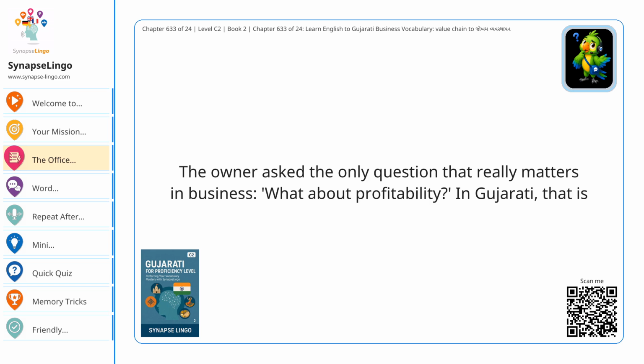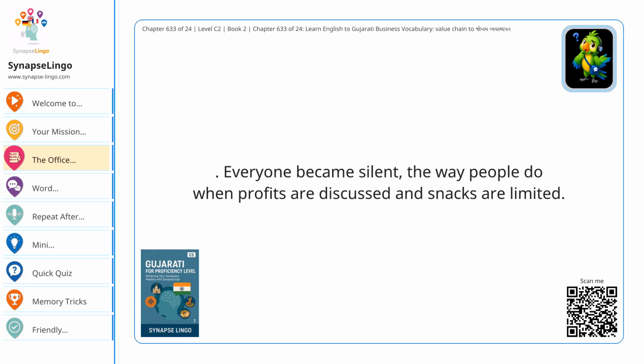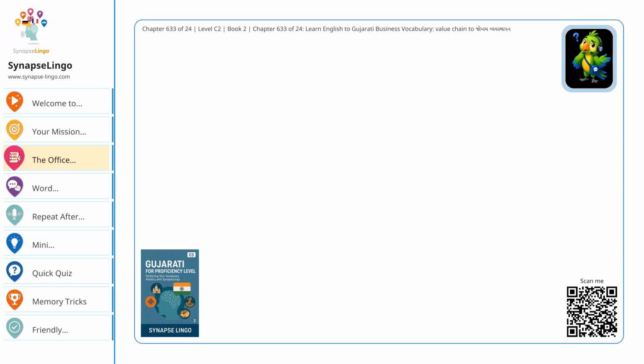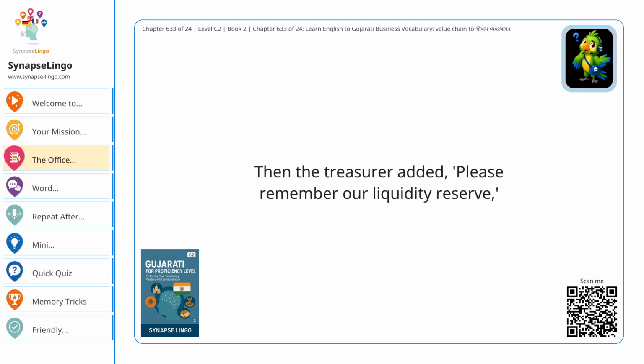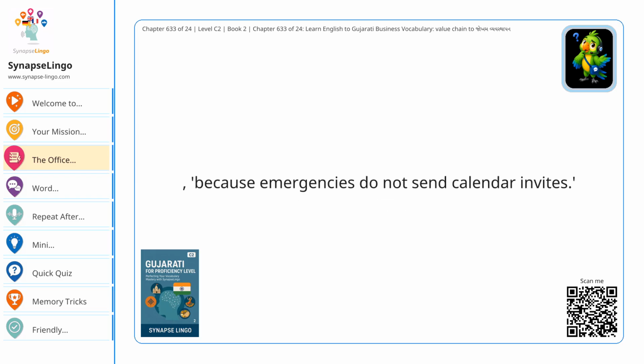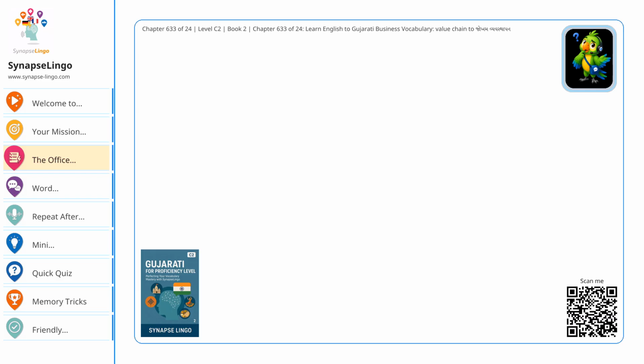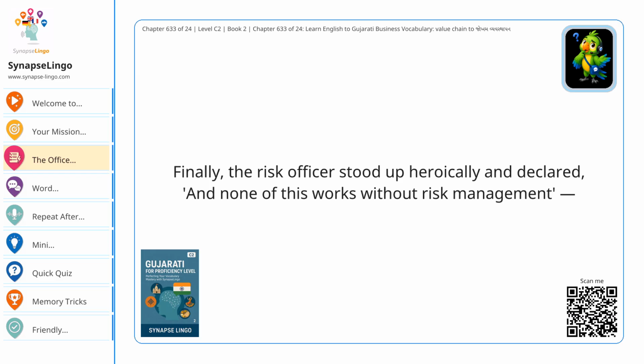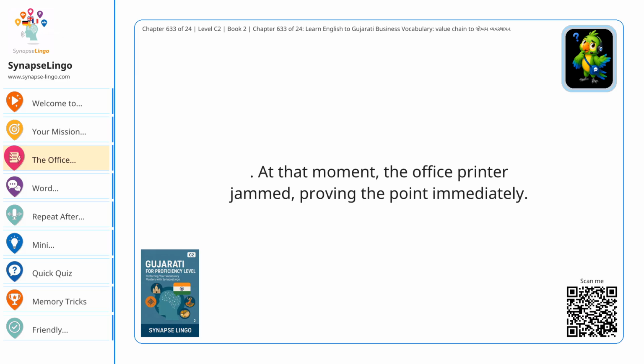The owner asked the only question that really matters in business: what about profitability? In Gujarati, that is નફાકારકતા. Everyone became silent, the way people do when profits are discussed and snacks are limited. Then the treasurer added, "Please remember our liquidity reserve, તરલતા અનામત. Because emergencies do not send calendar invites." Finally, the risk officer stood up heroically and declared, "And none of this works without risk management." જોખમ વ્યવસ્થાપન. At that moment, the office printer jammed, proving the point immediately.